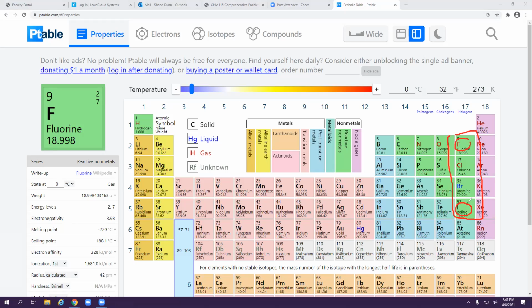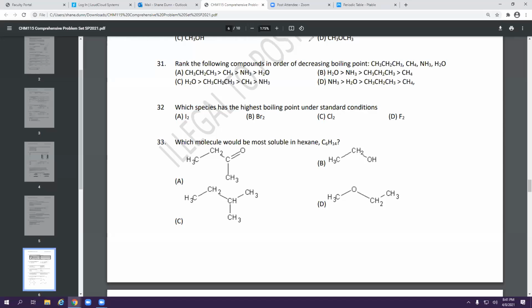Which one do you think boils faster? Because it's smaller, right? Which one boils the slowest? Because it's the biggest. And that's what you have to know, that's what you have to look at. So then by highest boiling point, under standard condition, it has to be the one with the biggest one, which is iodine.